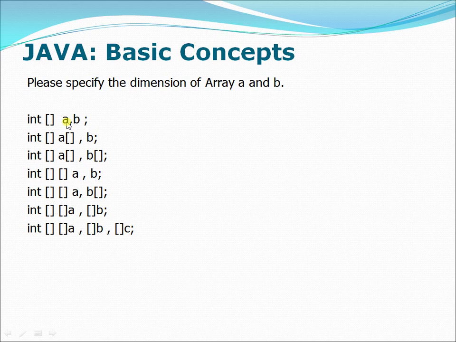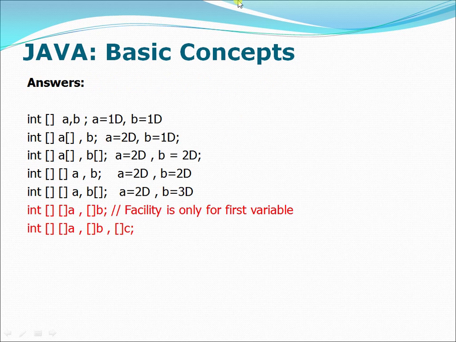Okay. So what is the dimension of A? 1. What is the dimension of B? 1. Okay. Now, we should put. Okay. So what is the dimension of A, B? Both are 1. One dimension. For this, tell me. For A, how many dimensions? 2. Because 2 square brackets are there. Okay. How many dimensions for B? 1. Why? Because the second dimension is on the right side of A, so it will not be considered for B. Are you able to understand? So how many dimensions for B? It is 1 dimension.